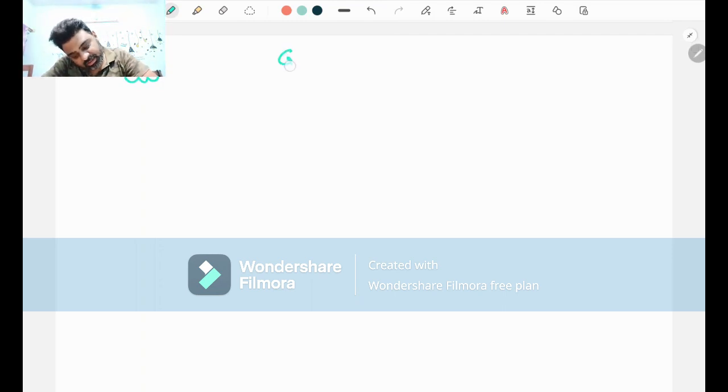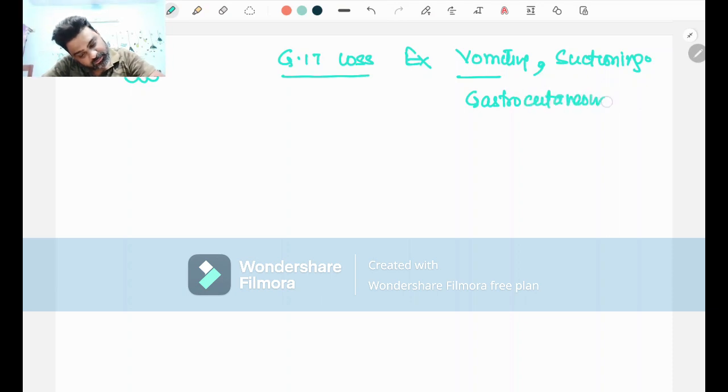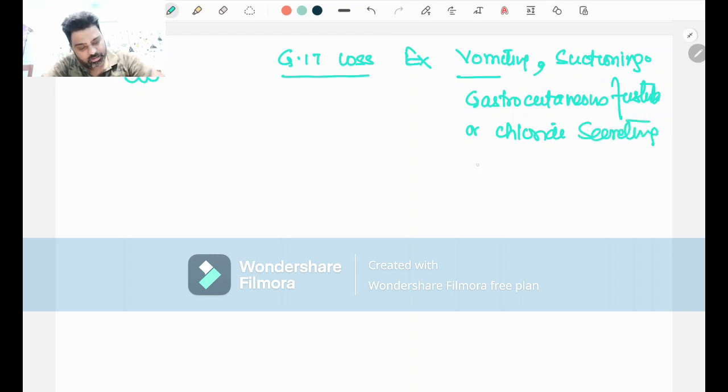The second cause is GIT loss, and an example is vomiting or excessive suctioning, which we see in ICU patients, or fistulas like gastrocutaneous fistulas, or there is a special condition, that is chloride secreting diarrhea. So we have to understand what is the mechanism.